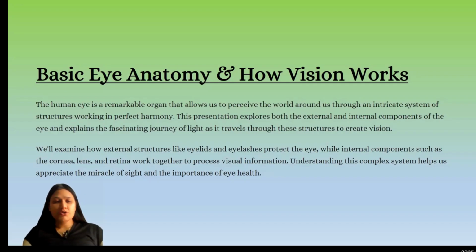Basic eye anatomy and how vision works. Basically, you all know that the eye has major parts: internal structures and external structures, and every part of the eye helps you to have vision. So let's start. You already know that light travels through the external parts to the internal parts of the eye, and then it is processed and sent to the brain for image perception in the retina. So let's not waste our time and start.